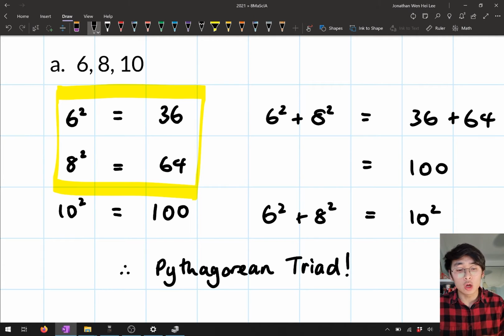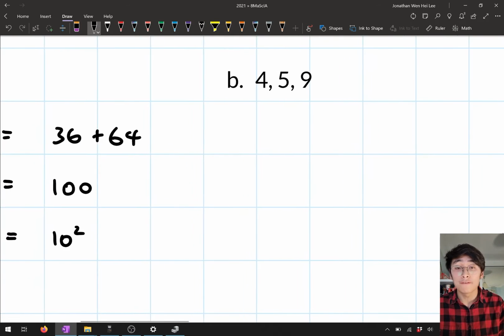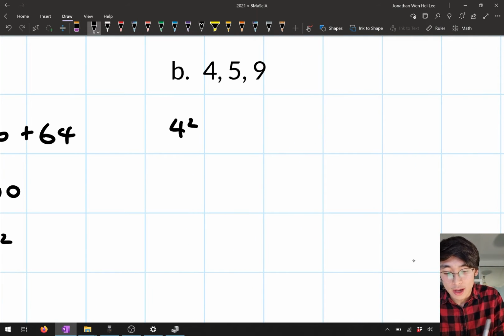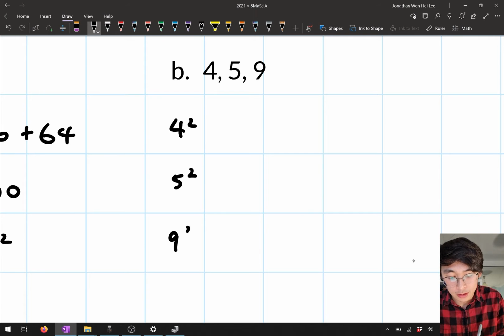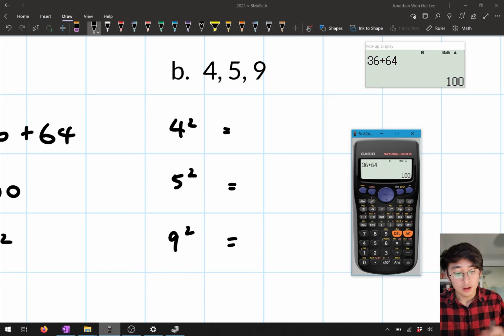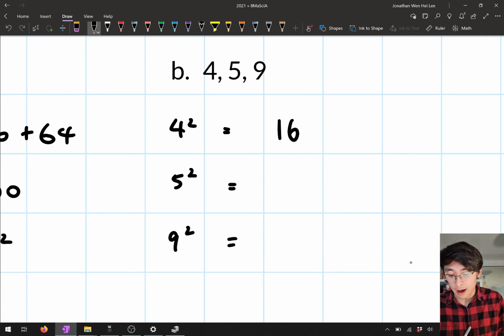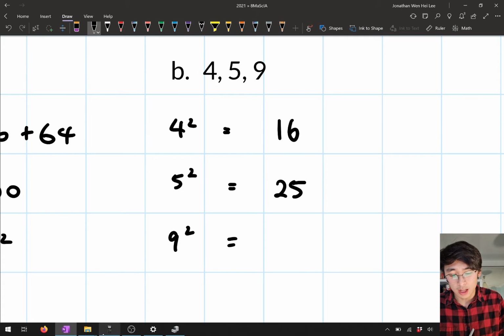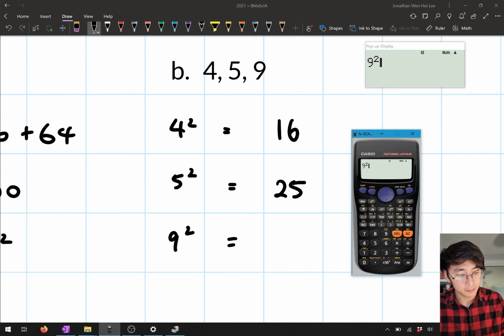Okay, let's have a look at the next example. We've got 4, 5, and 9. So once again, what we're going to do is square each one of our numbers. So we're going to do 4 squared, 5 squared, and 9 squared. So let's do this. 4 squared, I believe, gives you 16. 5 squared will give me 25. And 9 squared, I believe, will give you 81.